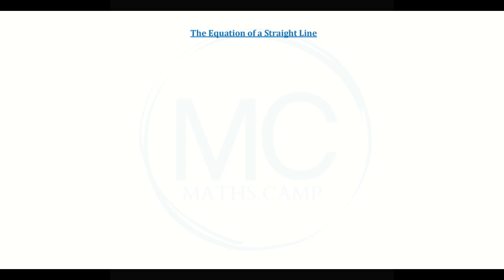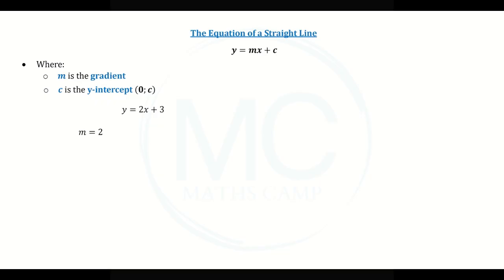From previous grades, we know that the equation of a straight line takes on the format y is equal to mx plus c, where m is the gradient and c is the y-intercept. As an example, we can look at the equation y is equal to 2x plus 3. Here, the gradient m is 2, so the line has a positive slope. The value of c is 3. So the coordinates of the y-intercept of the line is (0, 3).